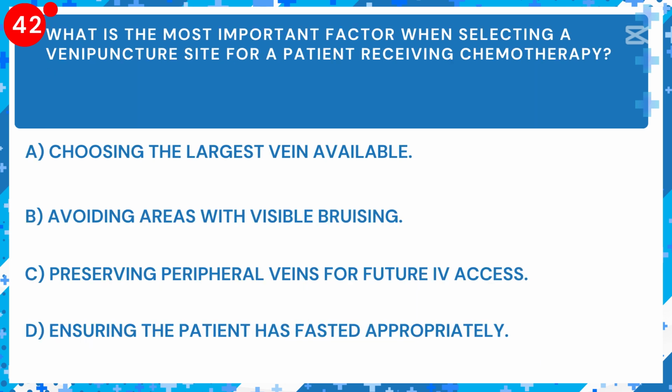Question 42. What is the most important factor when selecting a venipuncture site for a patient receiving chemotherapy? A. Choosing the largest vein available. B. Avoiding areas with visible bruising. C. Preserving peripheral veins for future access. D. Ensuring the patient has fasted appropriately.